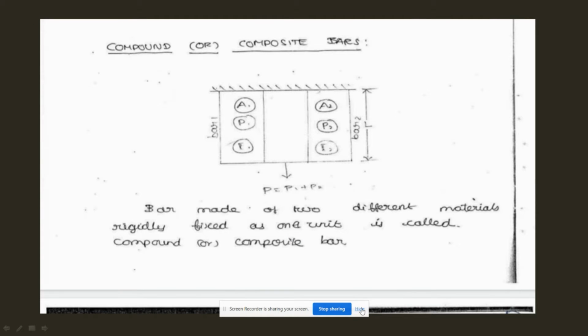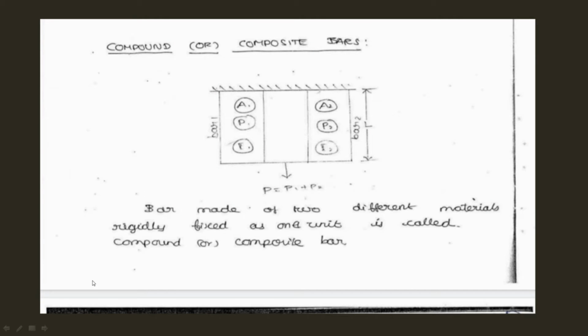Okay, today our topic is compound or composite bar. A bar made up of two different materials rigidly fixed as one unit is called a compound or composite bar. That means there is one bar made up of two different materials, say one material is steel and another one is aluminum. Both materials are combined and act as one compound, that is called a compound or composite bar.